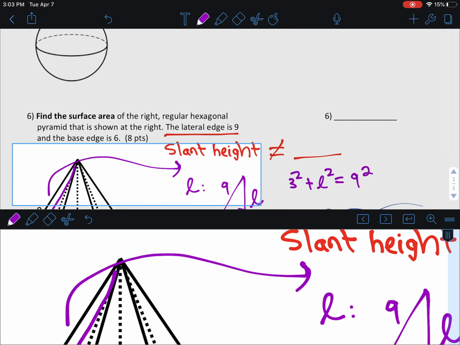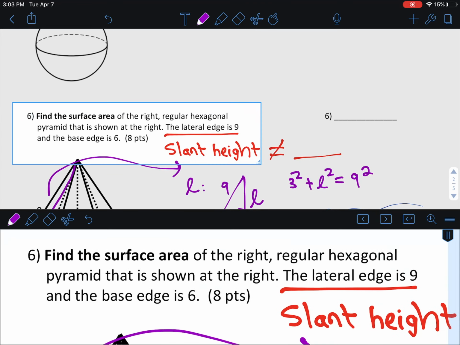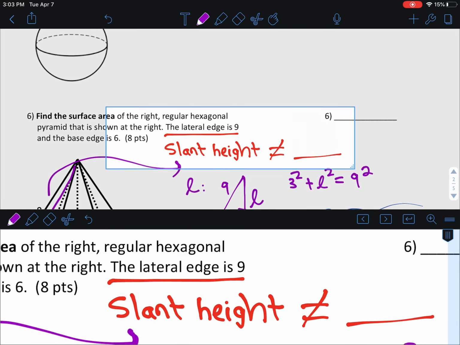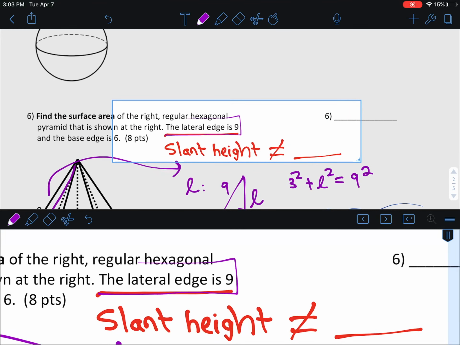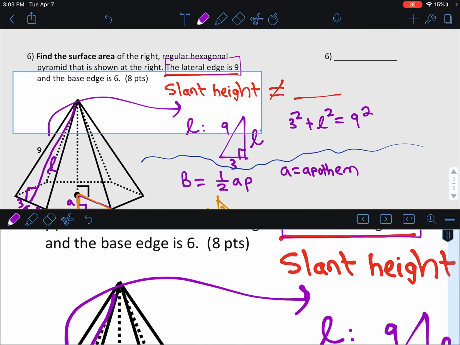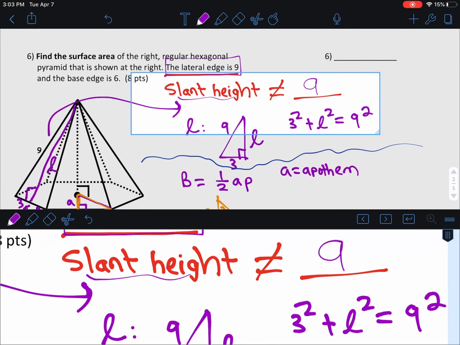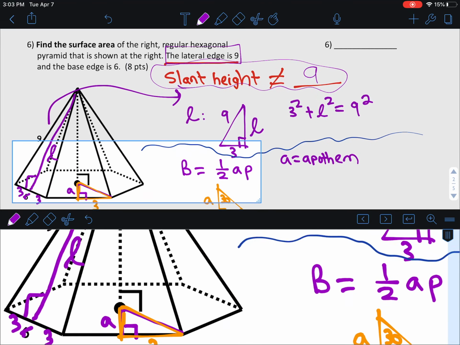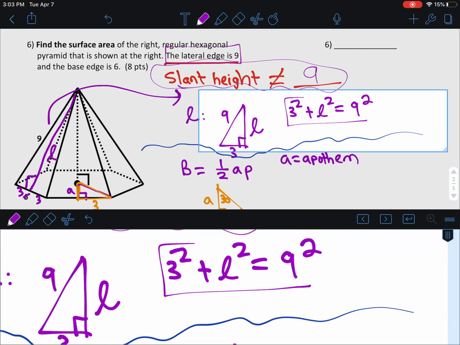All right, 6. Okay, this one, one of the more missed problems, really the last 3 questions. If you look here, I actually made this mistake myself when I first did it, then I caught it. But the lateral edge is 9. So that's not the same as the slant height. The slant height is not 9. So this was probably the biggest mistake on the quiz. So what you need to do is use the Pythagorean theorem in order to find your slant height. So this is really important.